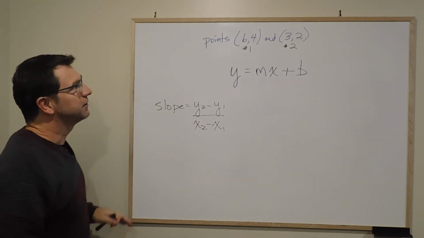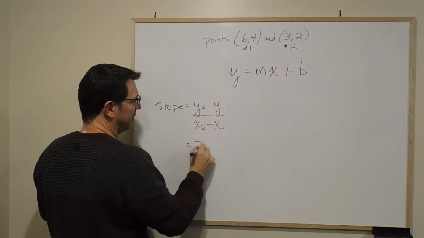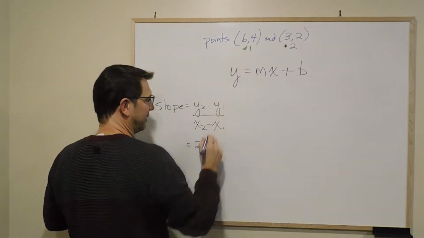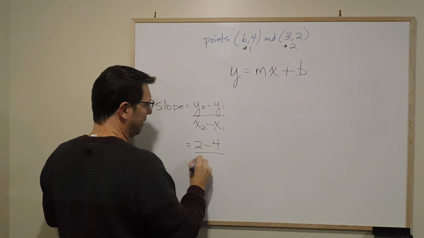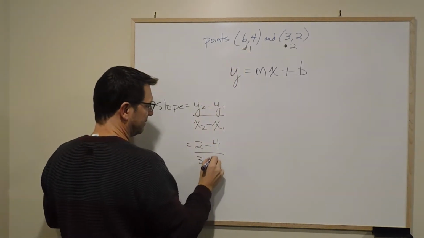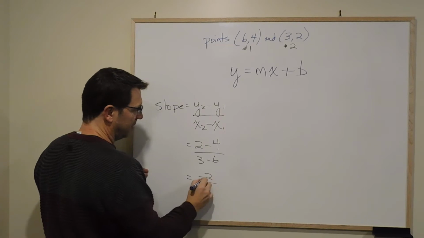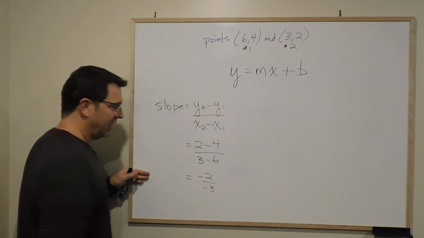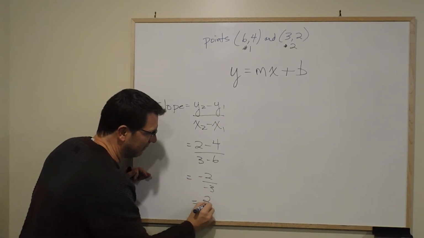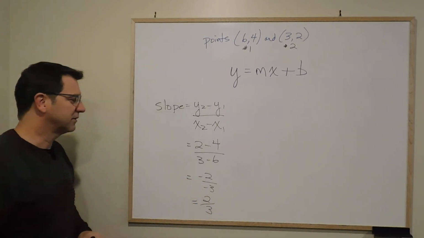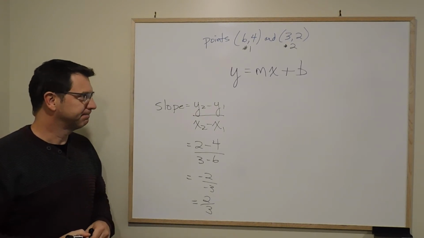Right? So y in point number 2 looks like a 2, minus y in point number 1 looks like a 4, 2 minus 4. X in point number 2 looks like a 3, and that's a 6, 3 minus 6. 2 minus 4 is negative 2, 3 minus 6 is negative 3. When they're both negative, we can get rid of the negatives, right? A negative divided by a negative is a positive, so we know our slope is 2 over 3. Okay, so now we're in business.